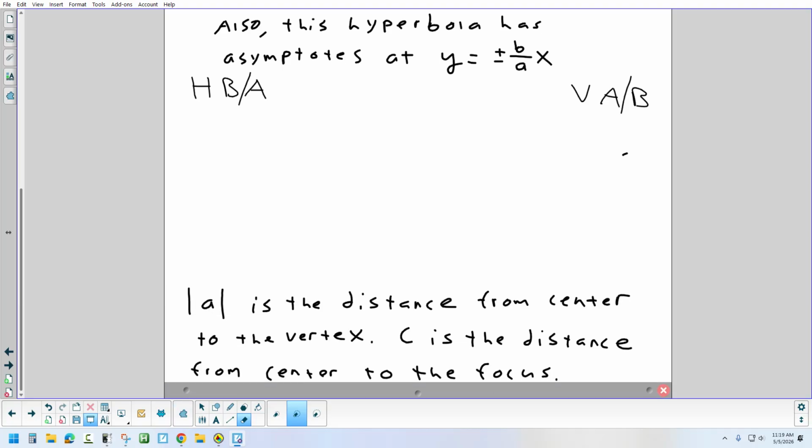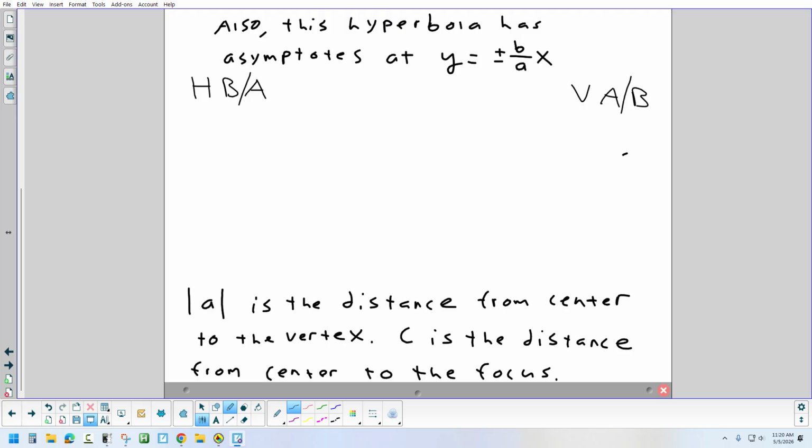Okay, so same thing I wrote yesterday. A is the distance from the center to the vertex, and C is the distance from the center to the focus. I don't know if we're going to come across any examples where A would be a negative, but if it is, it's a distance. We always want to think of it as a positive.